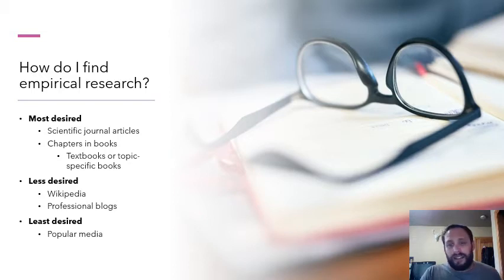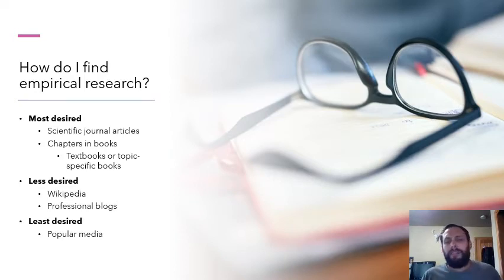And then the least desired way is the popular media. And we hear a lot about fake news. We hear a lot about all these things. They really sway it a lot. Although it's good information and you should watch the news, it's a great way to get information about the world. You should take everything with a grain of salt and not think too hard about it until you've read it through these other more desired ways of looking into the actual scientific research.